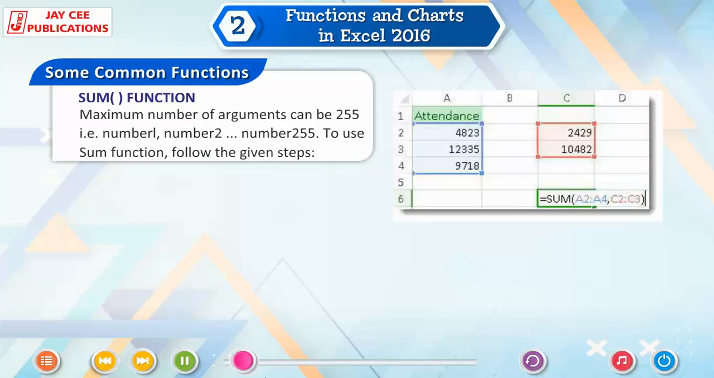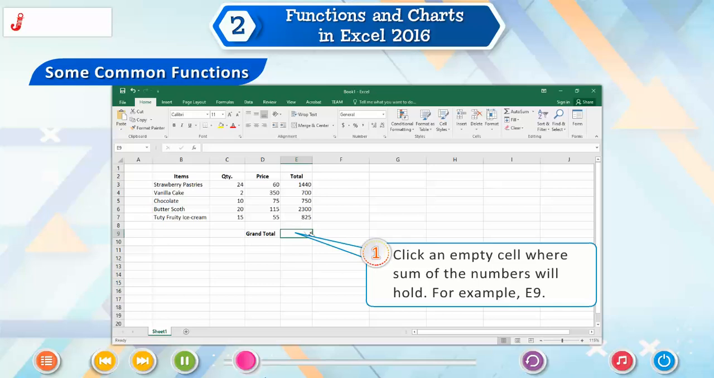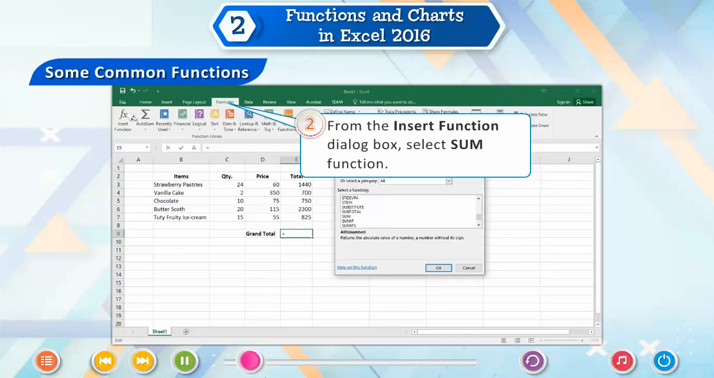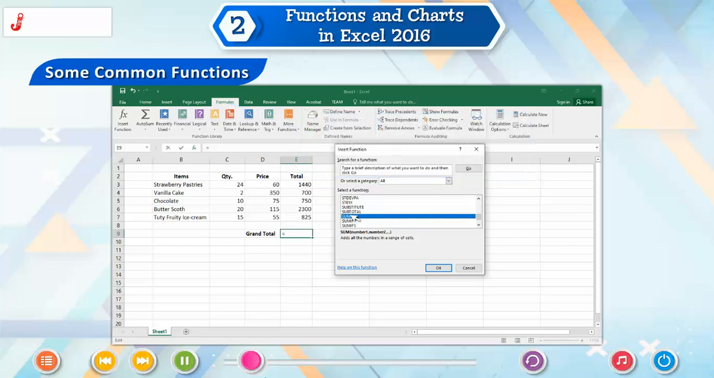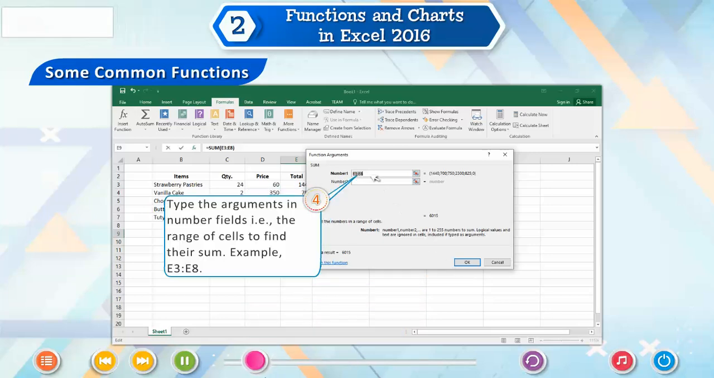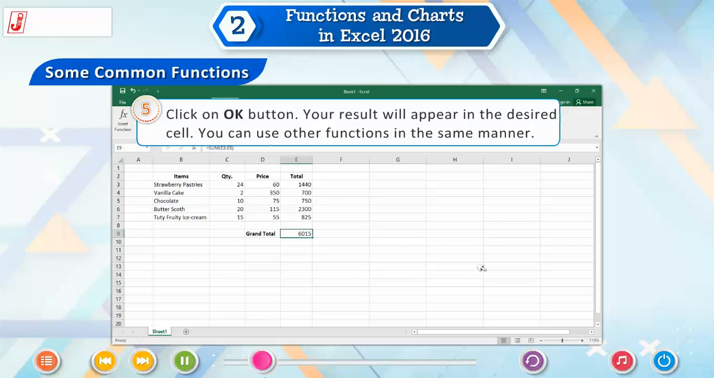To use the SUM function, follow the given steps. 1. Click an empty cell where the sum of the numbers will be held, for example, E9. 2. From the Insert Function dialog box, select the SUM function. 3. Click on the OK button. A new dialog box appears on the screen. 4. Type the arguments in the number fields, that is, the range of cells to find their sum. Example, E3:E8. 5. Click on the OK button. Your result will appear in the desired cell.